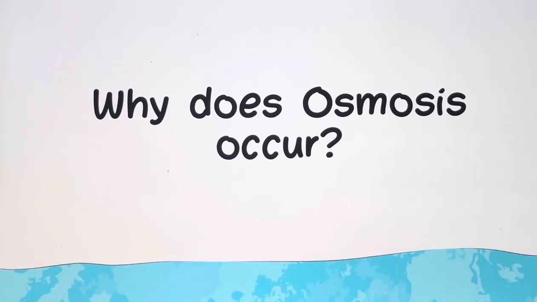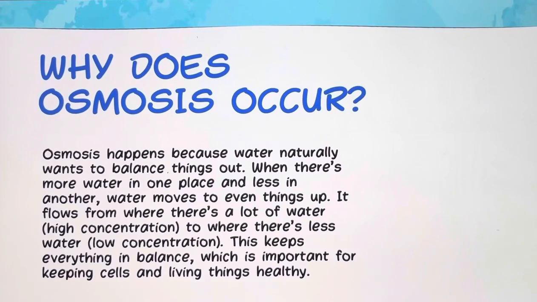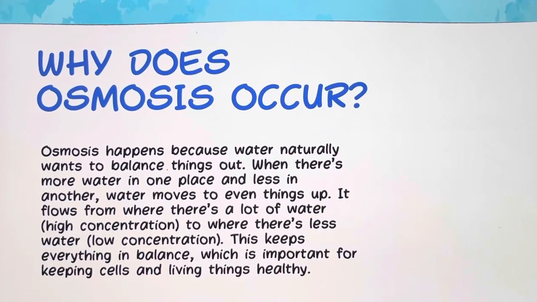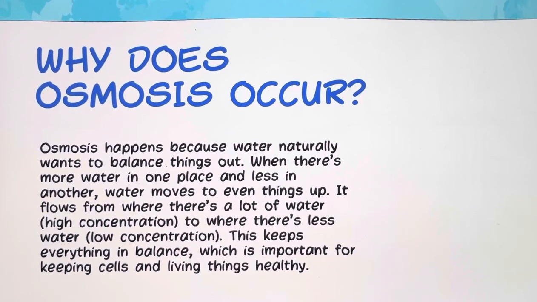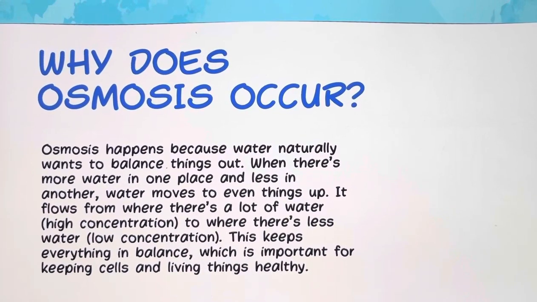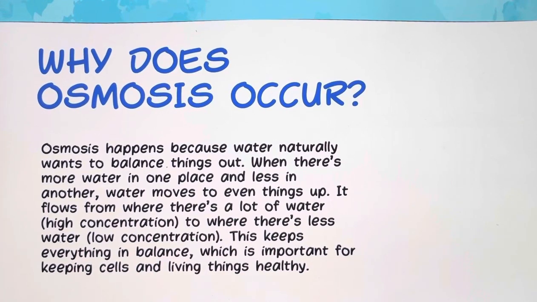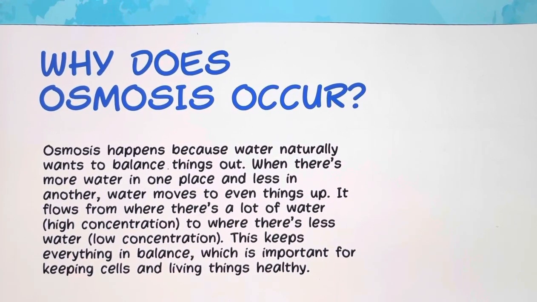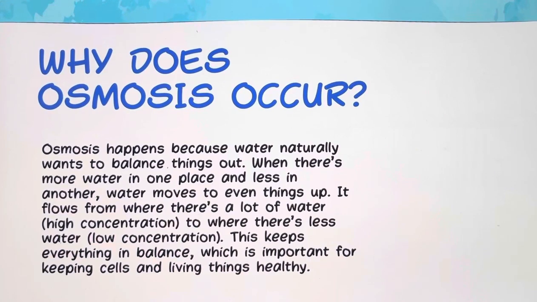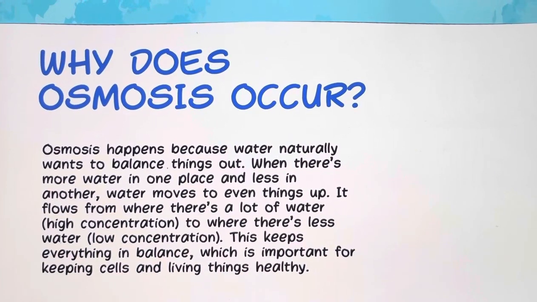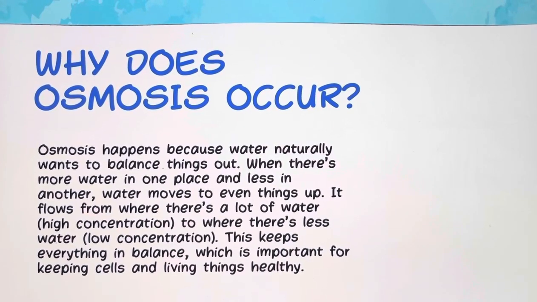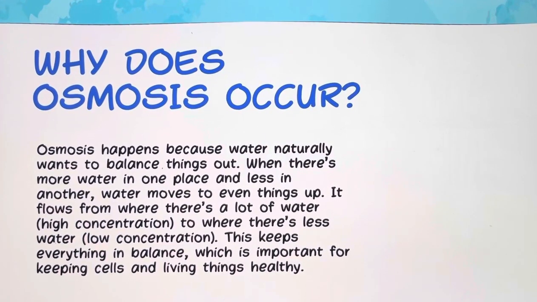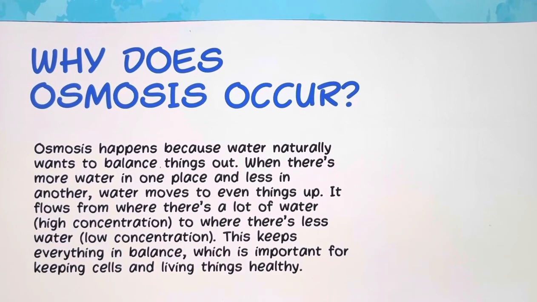But why does osmosis occur? Osmosis happens because water naturally wants to balance things out when there's more water in one place and less in another. Water moves to even things up. It flows from where there's a lot of water, where the high concentration is, to where there's less water, where the low concentration is. This keeps things balanced, which is important for keeping cells and all living things healthy.